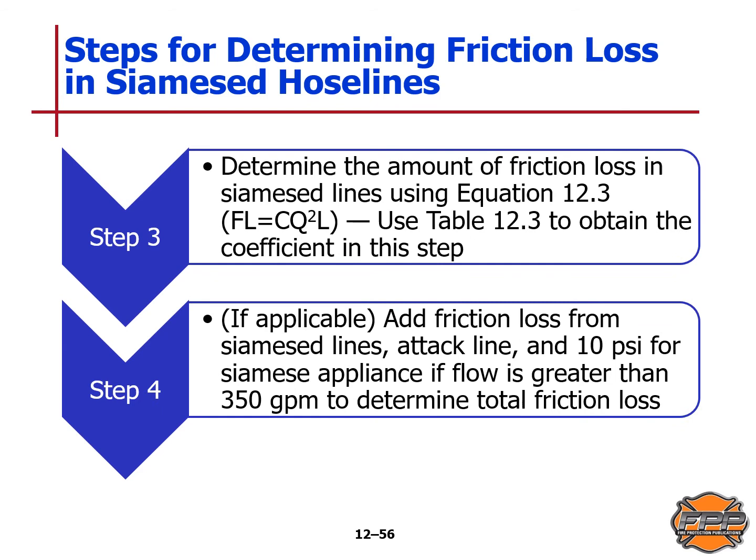Step 3 for determining friction loss in a Siamesed hose line is to determine the amount of friction loss in the Siamesed lines using equation 12.3, which is FL equals CQ squared L, and use Table 12.3 to obtain the coefficient in this step. And then step 4, if applicable, add the friction loss from the Siamesed lines, attack line, and 10 psi for the Siamesed appliance if the flow is greater than 350 gallons per minute to determine the total friction loss.